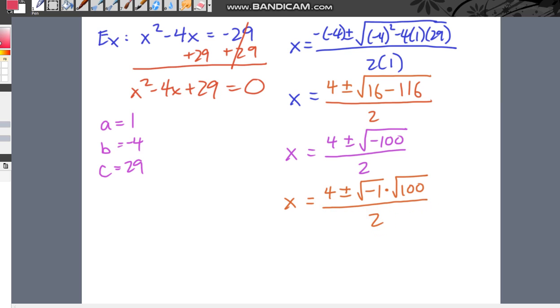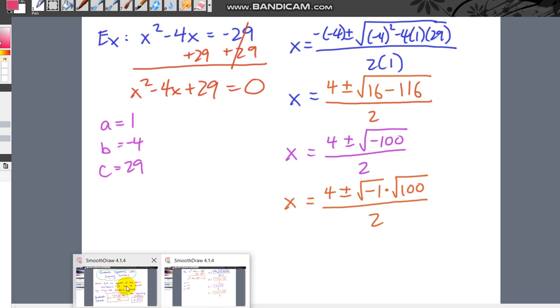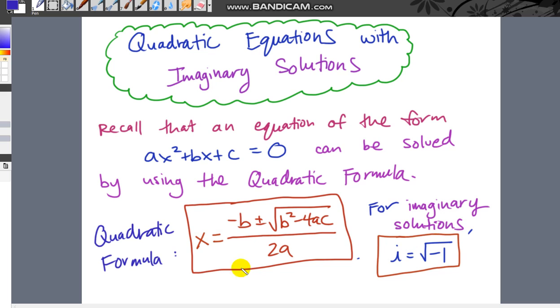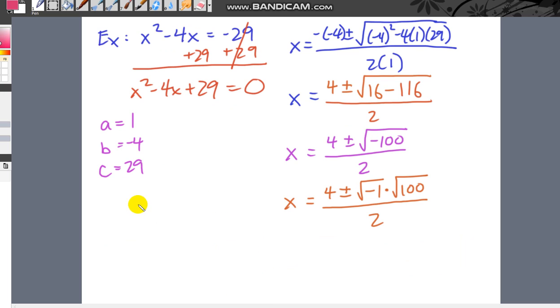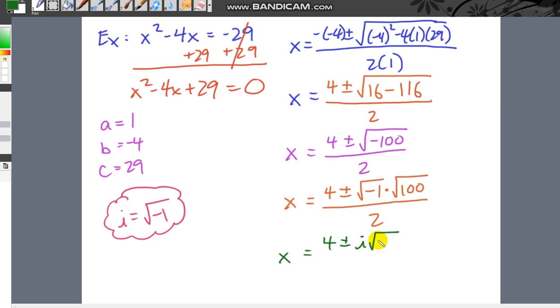If you have seen the pattern from the previous video, like I mentioned over here as well, i equals the square root of -1. So if we know that i equals the square root of -1, we're going to apply this rule. This part here is i, if that makes sense. Okay, so let's go ahead and apply that. So we have x equals 4 plus or minus i times the square root of 100 divided by 2.